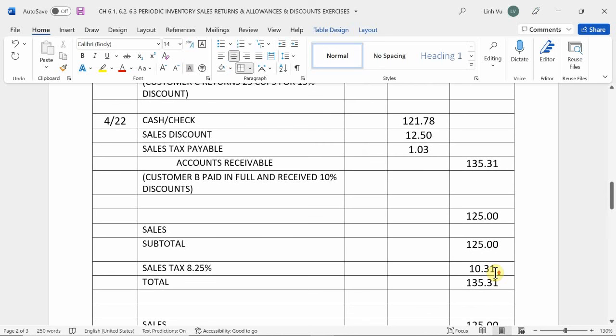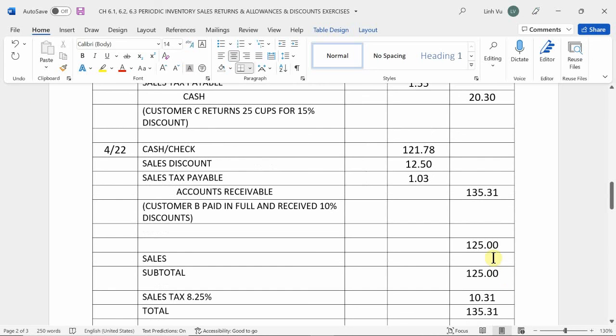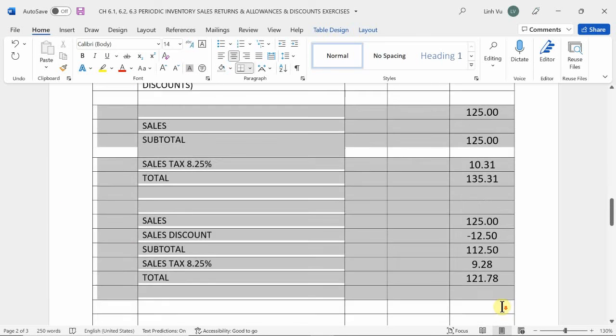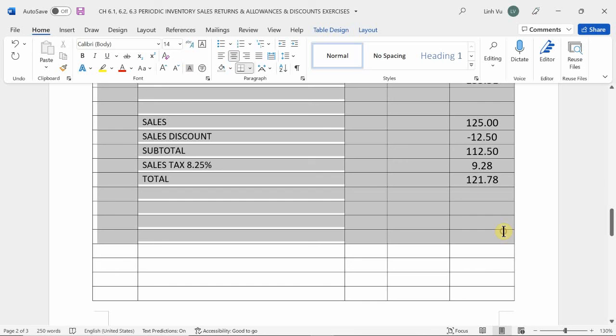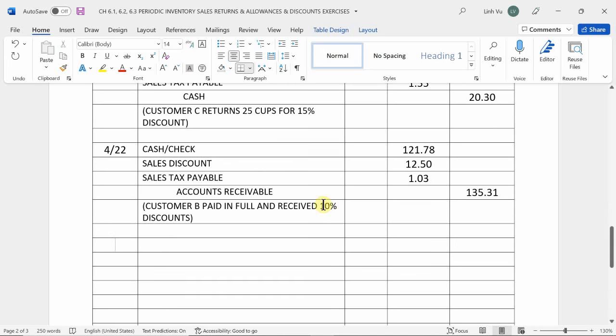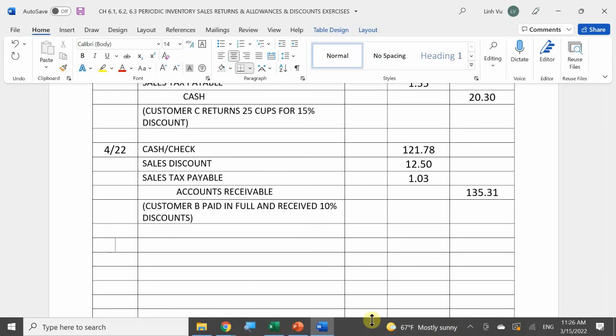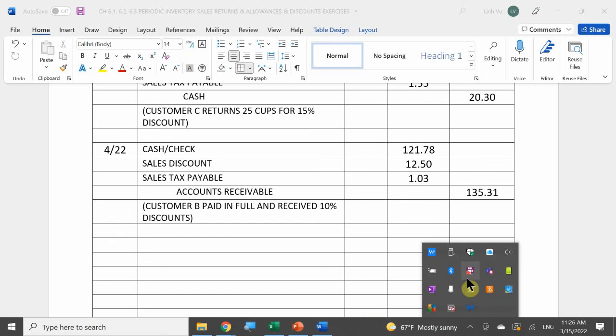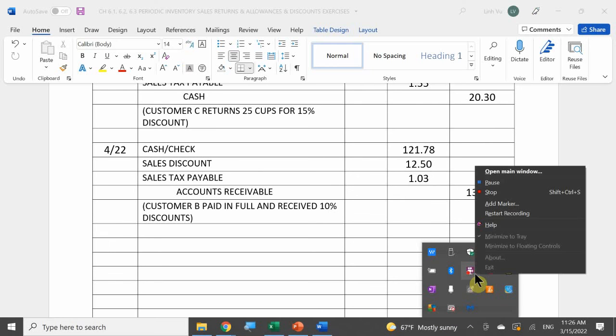Okay? So any questions in regards to this chapter 6 exercise? No. All right. Well, that is it for today. Again, we will take a look at chapter 6.4 tomorrow, which is the last section of chapter 6.